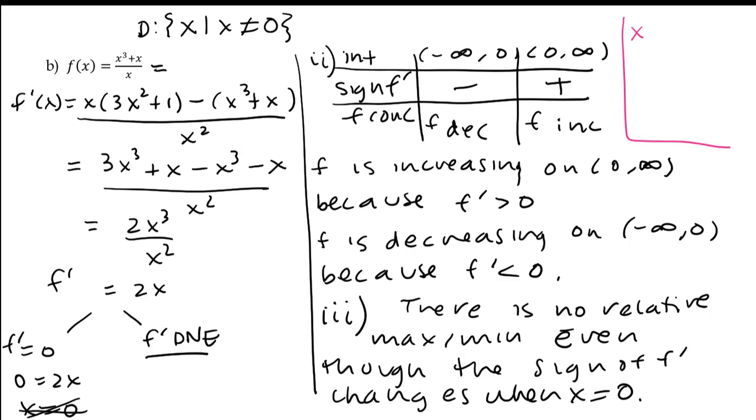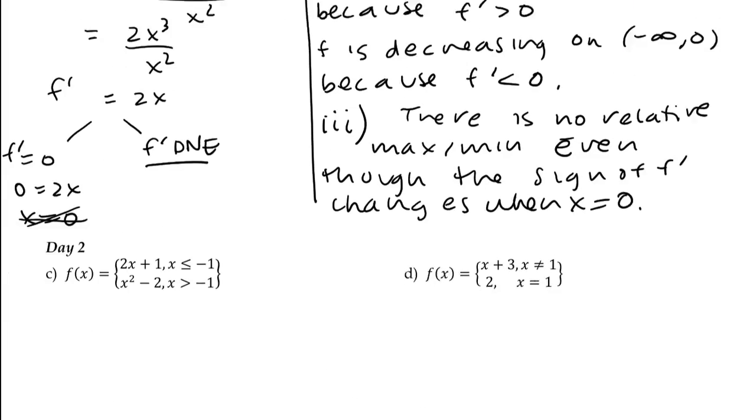If you have (x cubed plus x) over x, remember you can take an x out and don't those cancel? And then you get x squared plus 1. Remember, if they cancel, it's called a removable discontinuity, and there's a hole at 0. Okay, so if there's a hole, we can't have a relative max or min. Okay, on to day 2.